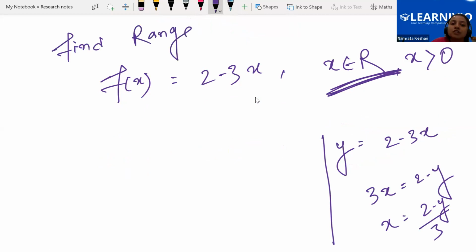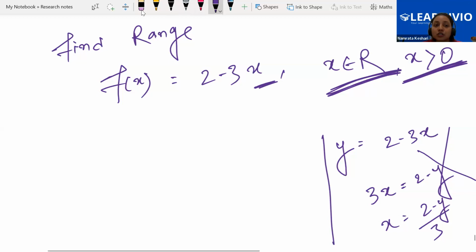We would have started doing these things, but here it is clearly given that the x value is not all real numbers. X value is only greater than 0. Any number greater than 0 is only acceptable over here. The function restriction, the domain is restricted over here. Domain is all real numbers, but that is greater than 0.